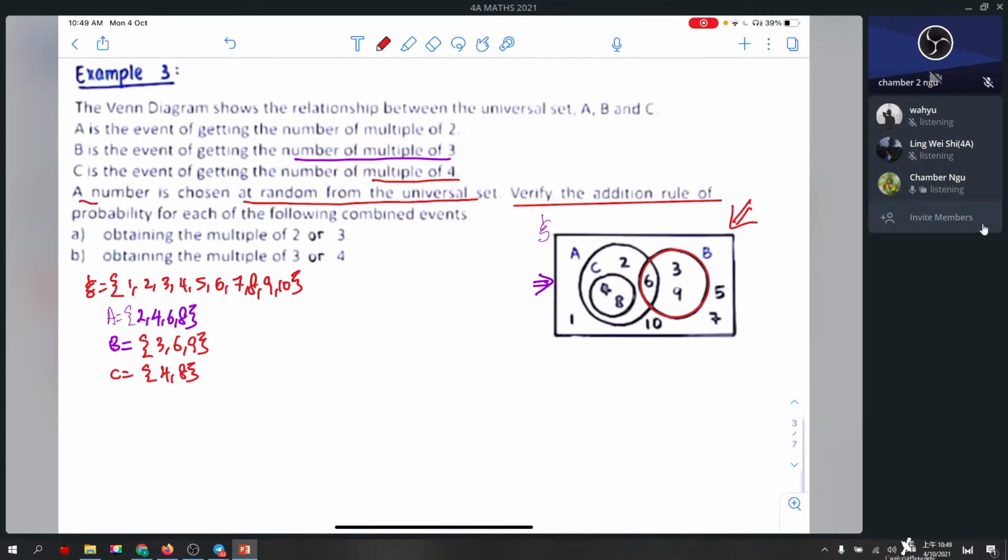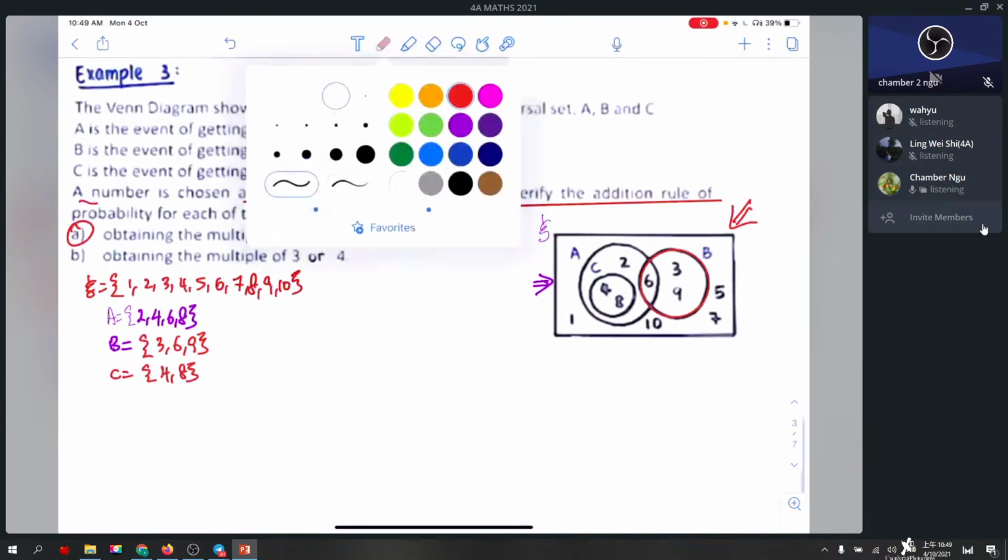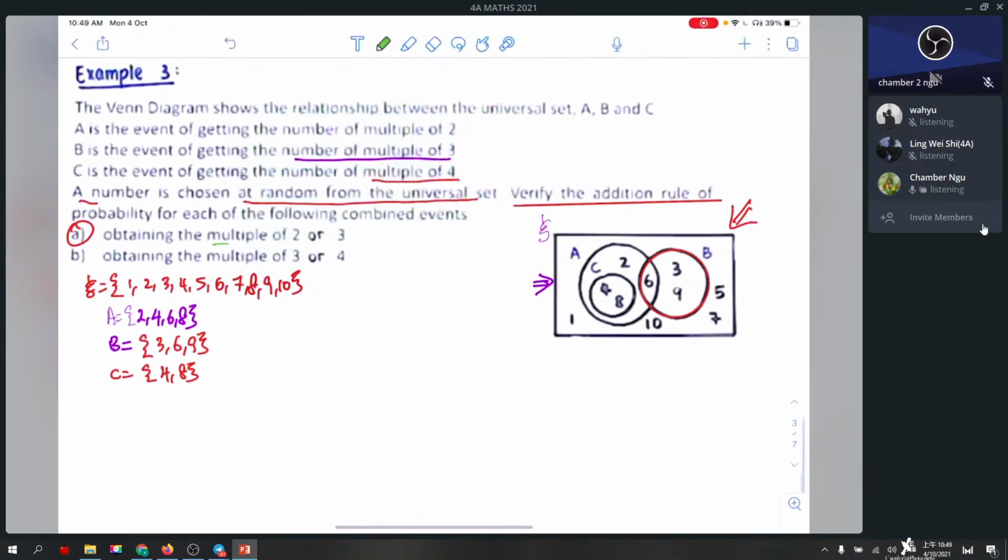Okay, so now you see the A, obtaining the multiple of 2 or 3. That means untuk kita dapat multiple of 2, which one is event A? Kan? So now we want to find the probability. So P, we get the event of A. So now we write down set A, or. If or means union or intersect.